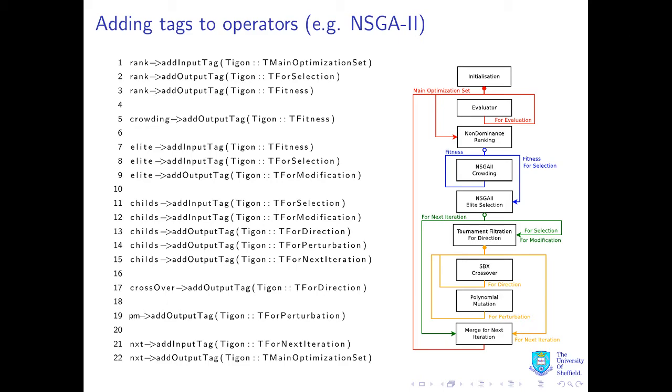So if you want to add input or output tags to the operators, you can use the add input tag or add output tag method. This is just showing you, specifically for NSGA-II, so obviously it will be different for different algorithms. It just shows you how, from the object of each operator, you can use those methods.